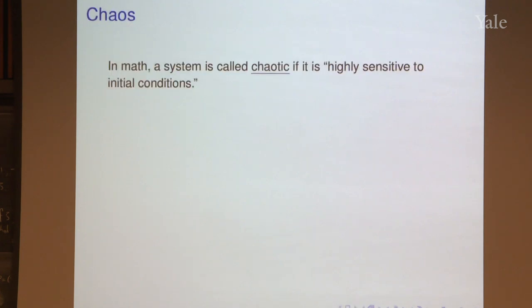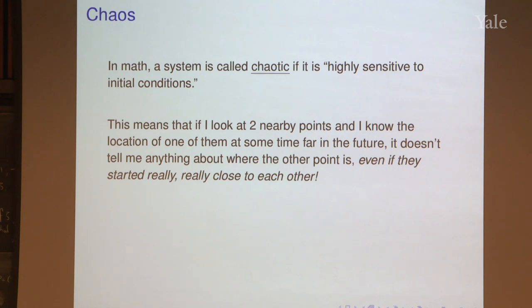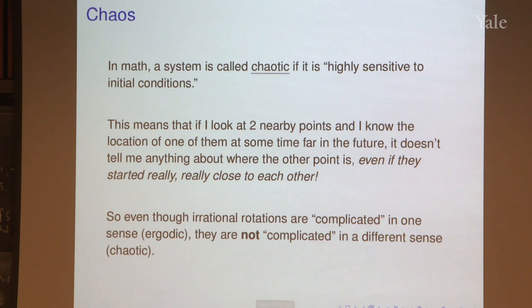In math, this doesn't have a really strict definition, but a system generally is called chaotic if it's highly sensitive to initial conditions. And what this means is that if I look at two nearby points, and I look at some time far, far in the future as I'm applying my transformation over and over again, if I know the position of one point for a chaotic system, it doesn't tell me anything about where the other point is going to be. So basically, even if the points started really close together, and they stay close together for some time, eventually they diverge and become completely uncorrelated with each other, just doing their own thing. So even though irrational rotations were complicated in one sense, being ergodic, they're not complicated in a different sense. They're not chaotic, not even close.